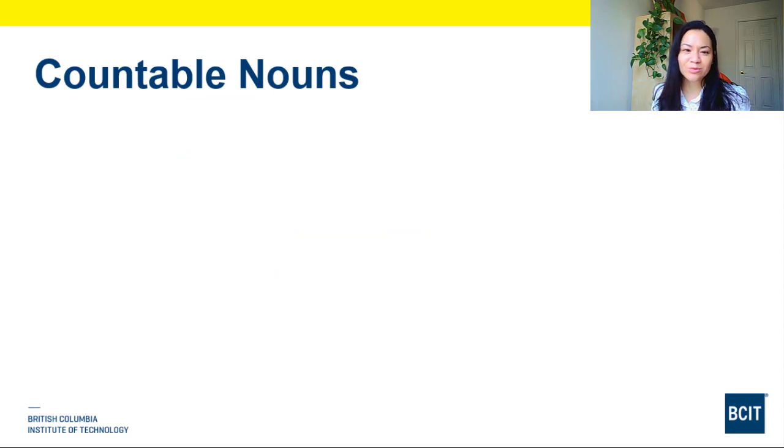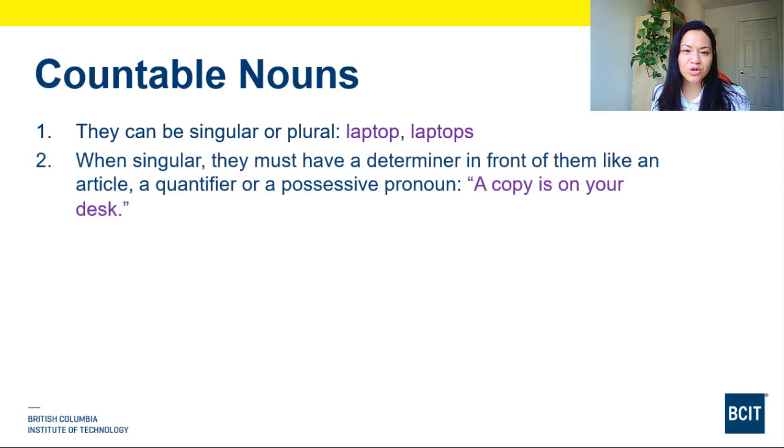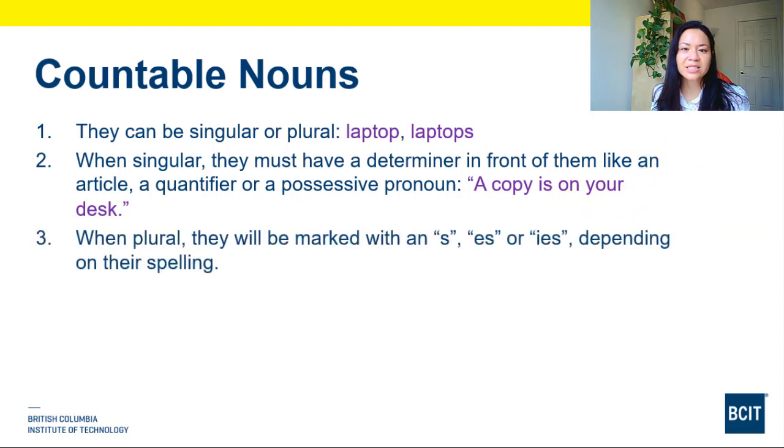Some rules for countable nouns. They can be singular or plural. Laptop, laptops. When singular, they must have a determiner in front of it, like an article, a quantifier, or a possessive pronoun. A copy is on your desk. When plural, they will be marked with an S, ES, or IES, depending on their spelling. For more on this, see the next submodule, Plurals.